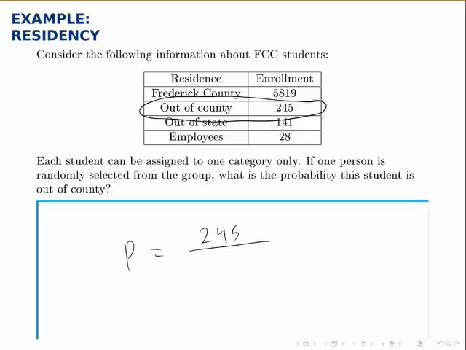So if we add up the 5819, the 245, the 141, and the 28, we get a total of 6233. So that's the probability, the number of ways of selecting an out-of-county student divided by the number of ways of selecting any student. And again, if we write that as a decimal, we get about 0.039.